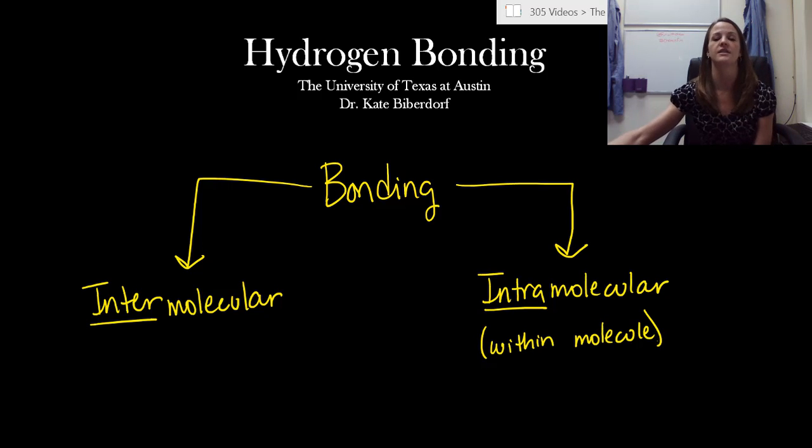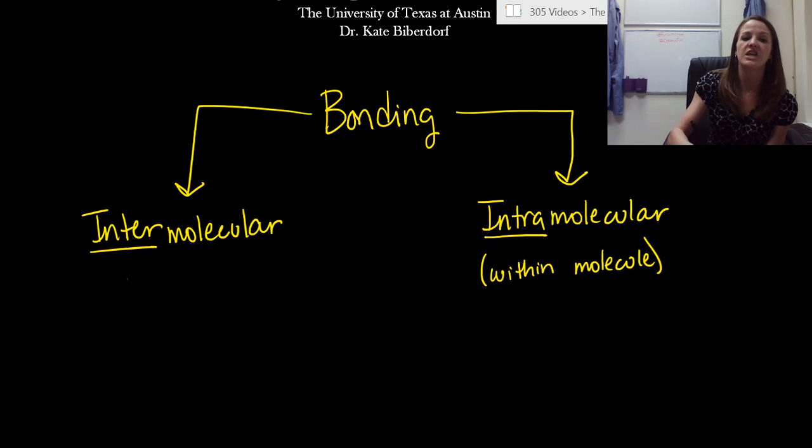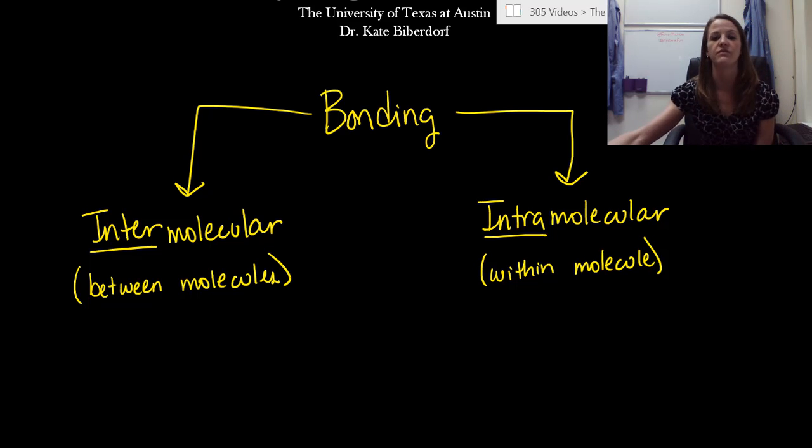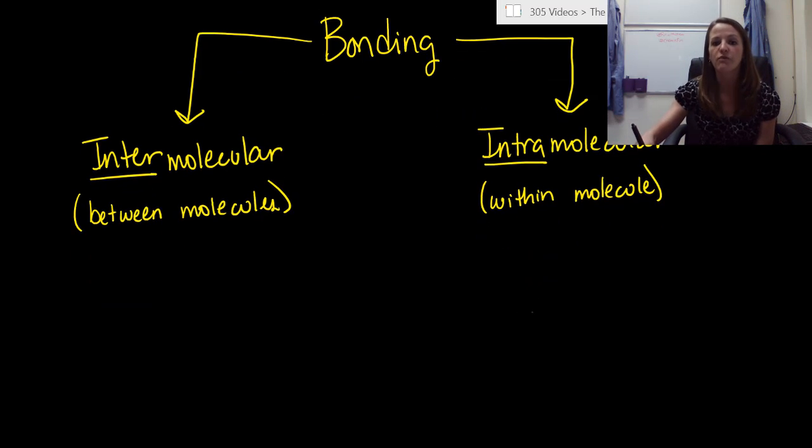So these are your classic bonds. This is your ionic and covalent. Inter is our new species. This is the new thing we're going to be talking about, and this is actually the type of bonding that occurs between molecules. I'm going to draw this out in just a second to give you a visual of what that actually means. But before we go into that, I just want to show the different categories here.